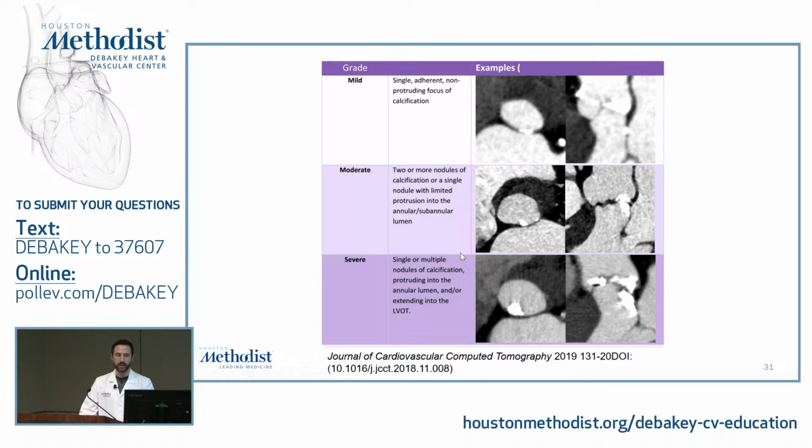And then severe is when you have single or multiple nodules of calcification that are clearly protruding inside the LVOT. See, from this coronal view, all this calcium is mostly below the non-coronary cusp and is protruding into the annulus. So it's very important when you're reporting on a TAVR report that you mention these nodules of calcification and grade them based on mild, moderate, or severe.